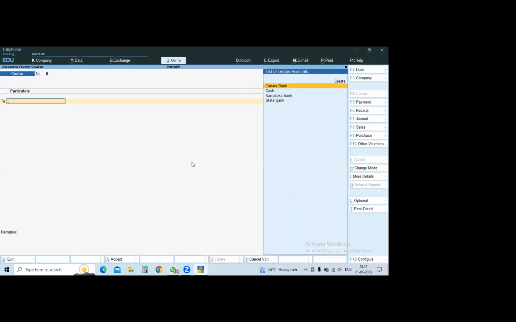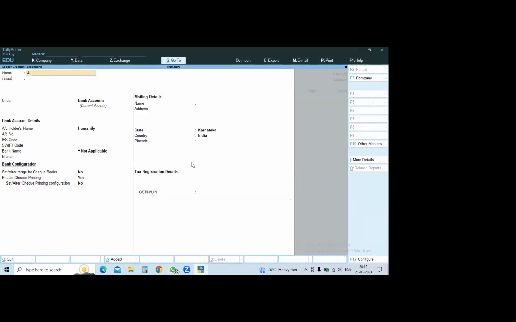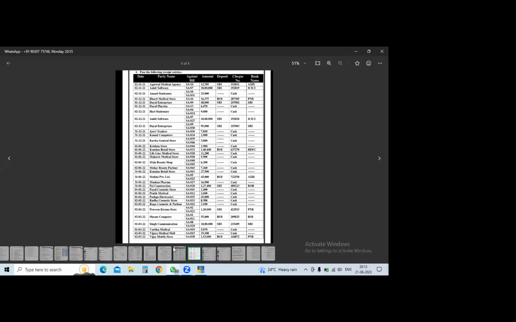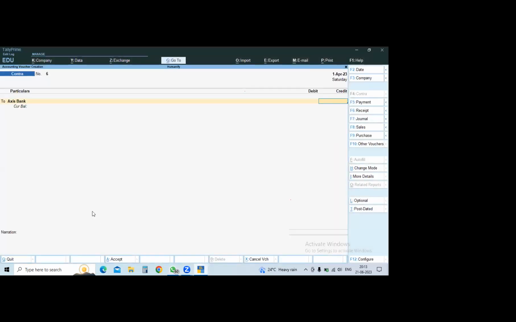So first, Axis Bank you create. First transaction: SBI bank account debit to Axis Bank. Ma'am, this Axis Bank account here, is it an account of credit or party? The party account name you have already entered in the receipt. That party account has given that check, and you're depositing it into your owner's bank account. Agarwal Medical Agency has given that check.